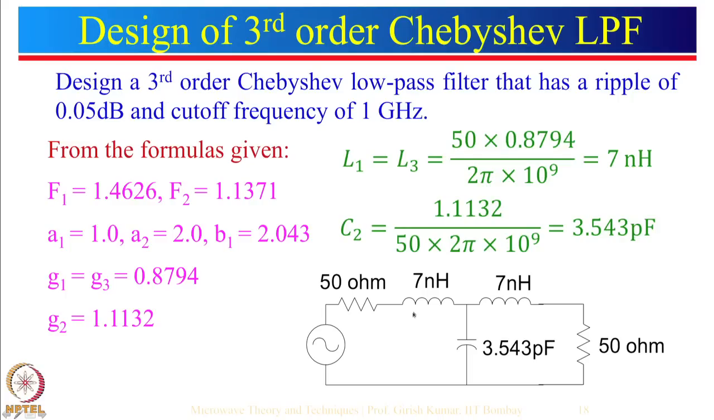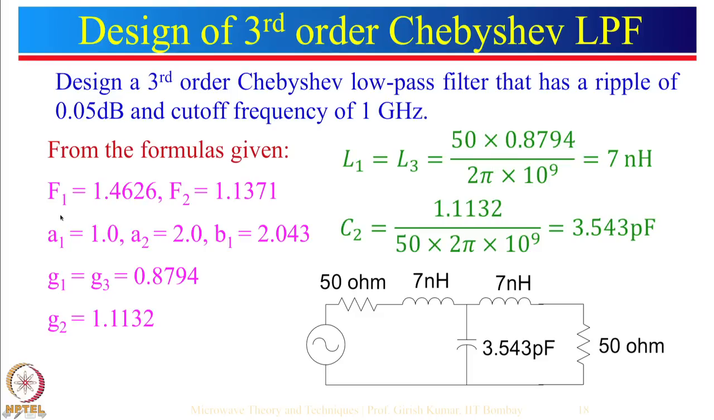So, let us just look at a quick design of a third order Chebyshev low pass filter. Here the order is defined, which may not always be given to you. But let us say we want to design a third order Chebyshev low pass filter that has a ripple of 0.05 dB. You can see that it is a very, very small ripple value. The cutoff frequency is 1 gigahertz. So, the formulas which have been given on the previous slide, you use that.